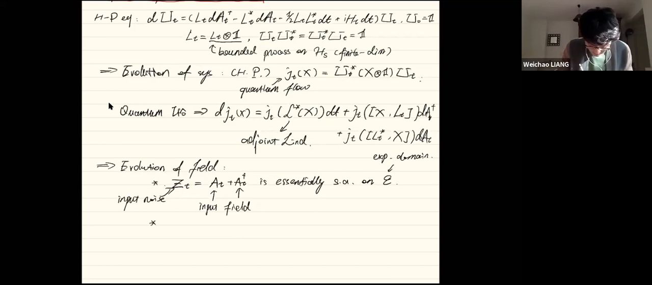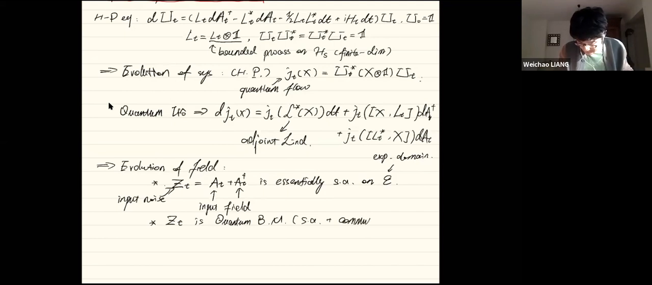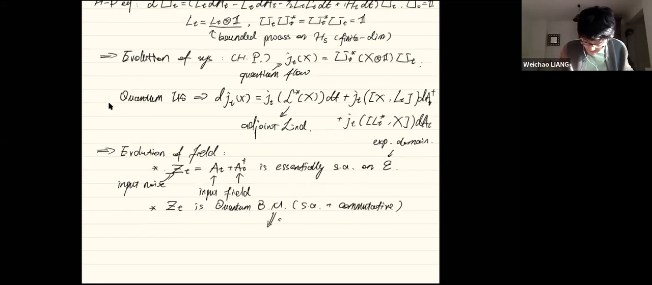So in the following, we will identify the input noise with its closure, which means this input noise is now a self-adjoint process, a self-adjoint operator. We have already introduced this process in the second course, the course on quantum probability, and we have already shown that it is the quantum Brownian motion, because it is self-adjoint and commutative. So if we apply the spectral theorem, we can obtain the classical Brownian motion.